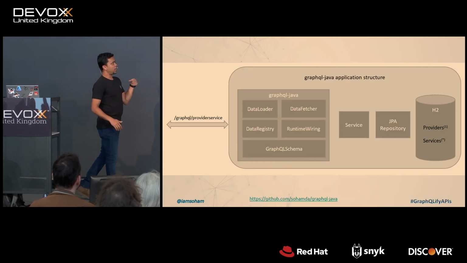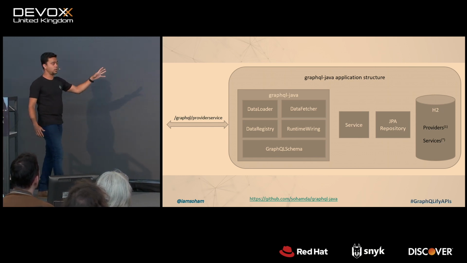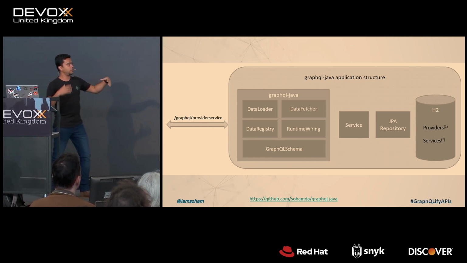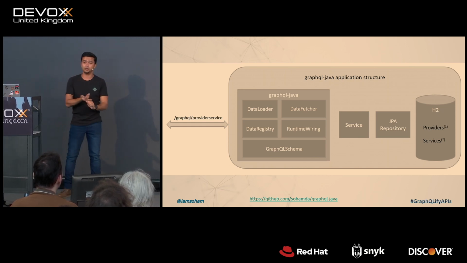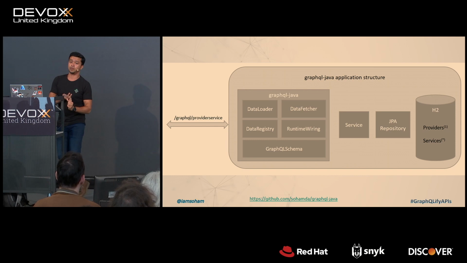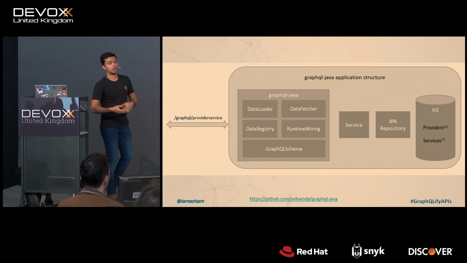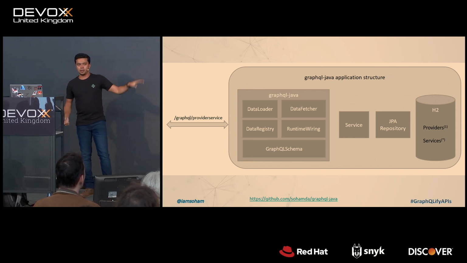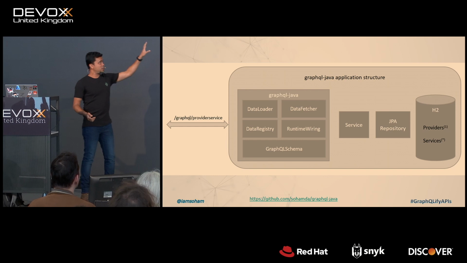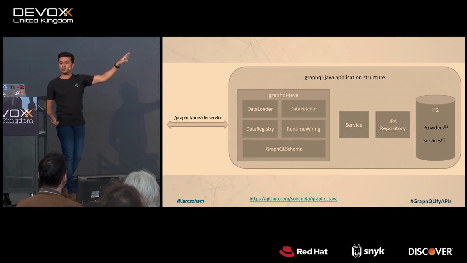So when you define a GraphQL API based on that framework, you need to define how to read the GraphQL schema. You need to define how to do a data registry. You need to define how to do a data loader. You need to define how to do a data fetcher, and how all of this comes together in the runtime wiring. All these buzzwords I'm also going to explain in a bit.